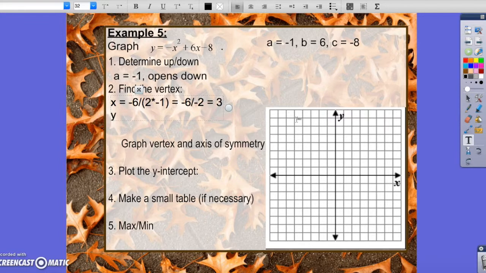Once again, how you find your y, you just plug in 3 for x, back into the original. Be careful when I actually evaluate. If you guys notice, the negative once again is outside. It's not included with the x. And evaluate this. You should get y equals 1. So my vertex is 3, 1.